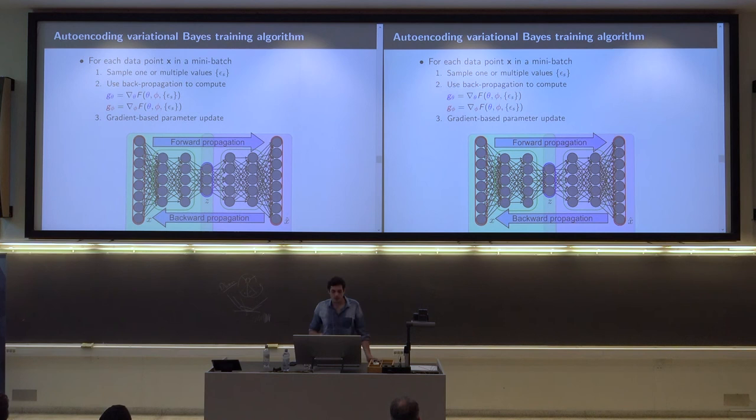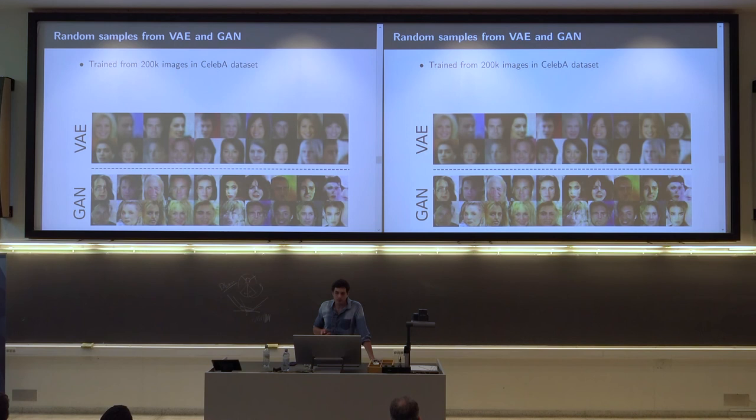So here are some samples obtained with early models. We can compare VAEs and GANs. Both of these models are quite small. We can do better than this, but they're comparable. And the crucial observation here is that the VAE tends to produce pretty blurry samples, whereas the GAN produces crisper images. And it's comparable because the networks are of comparable capacity.